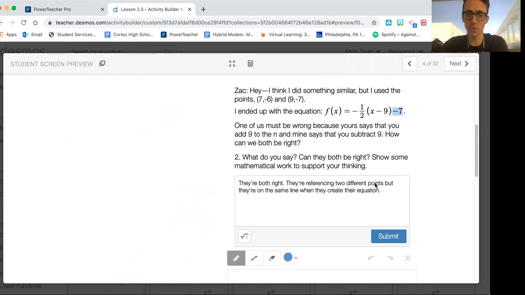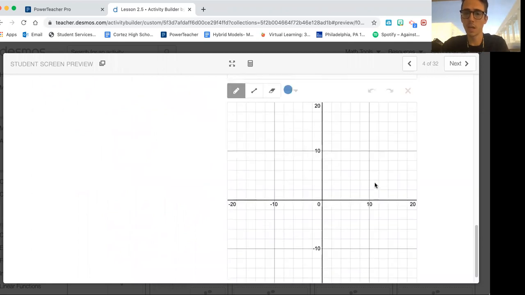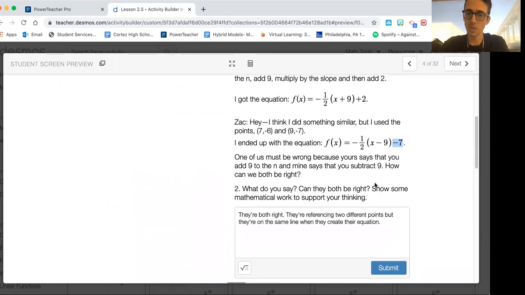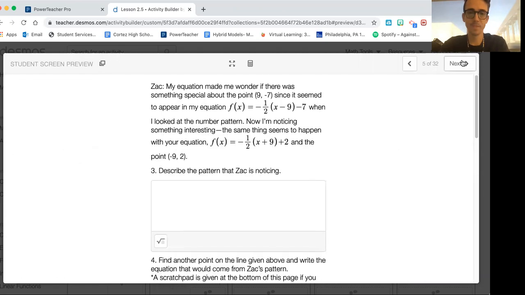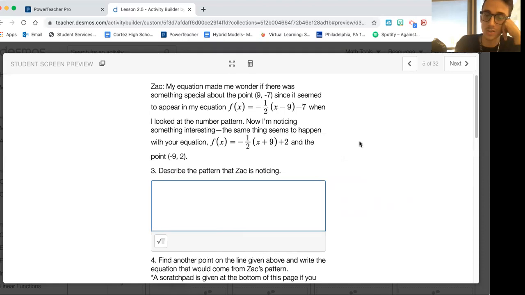It's actually really interesting how they're coming across that. We could graph them out if we wanted to, but I'll leave that up to you. Zach, my equation made me wonder if there was something special about the 9, -7, since it seemed to appear in my equation. When I looked at the number pattern, now I'm noticing something interesting. The same thing seems to happen with your equation and the point -9, 2. Describe the pattern that Zach is noticing.